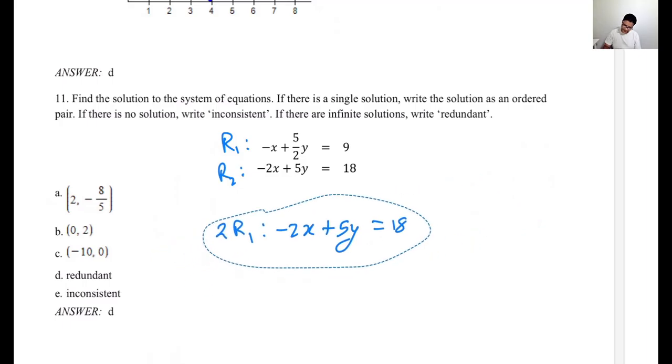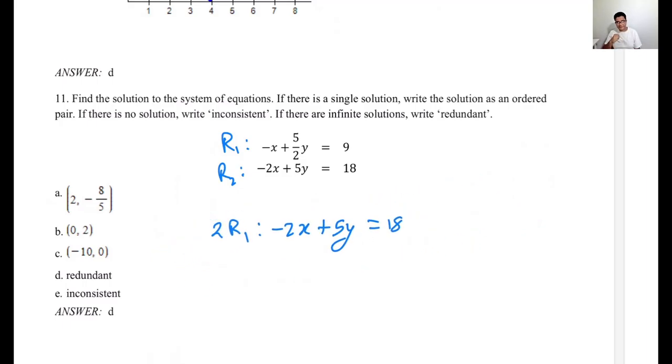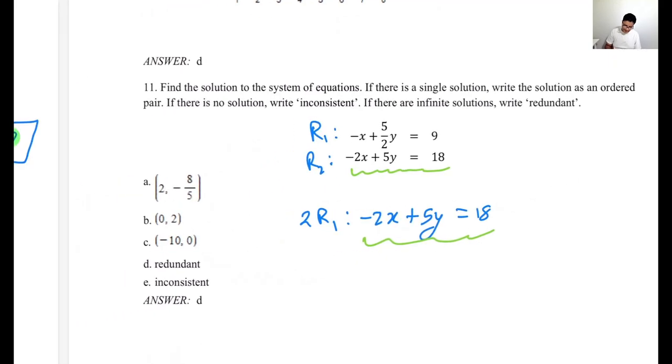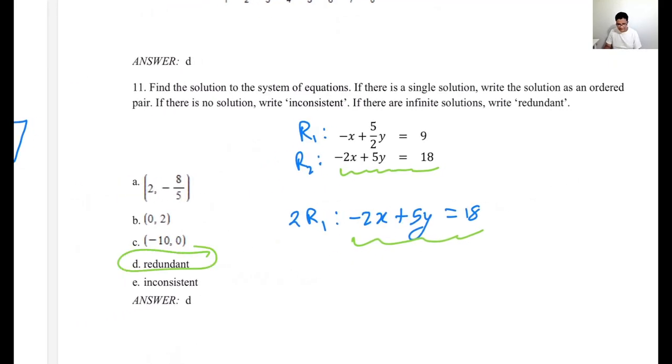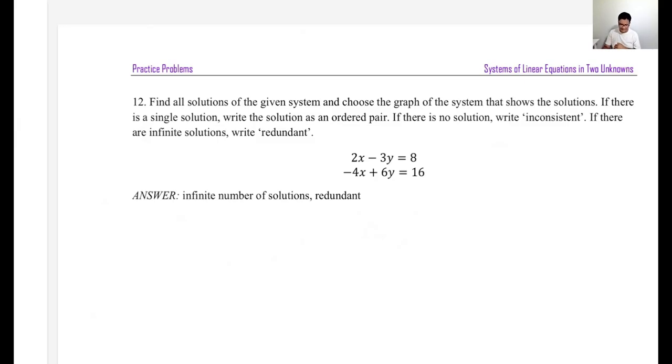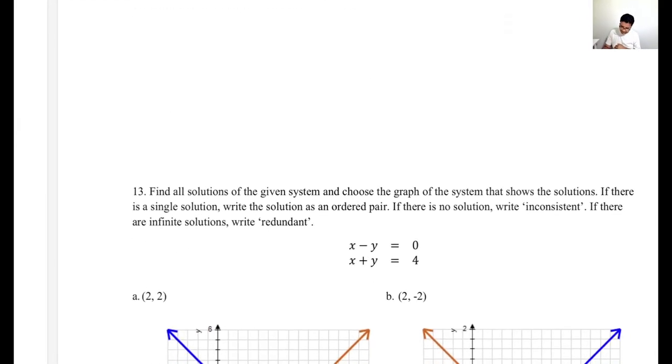Let me write that here. If you did 2R1, you would have got that. And your R2 is exactly the same: negative 2x plus 5y equals 18. The equations are the same, right? Remember, that means infinitely many solutions, redundant equations, coinciding graphs. And there is more practice. I'll skip some steps here.